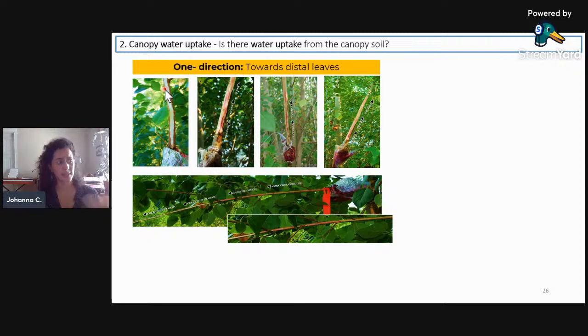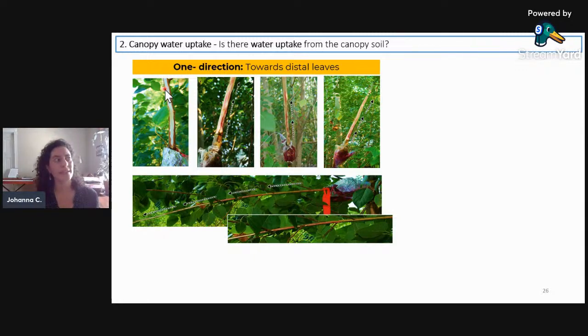And it would make sense since we did this experiment at noon, that is when the sun is at its maximum point, and so plants are transpiring a lot. So it makes sense that if there was a water uptake, the water is going to move towards the leaves to evapotranspirate.